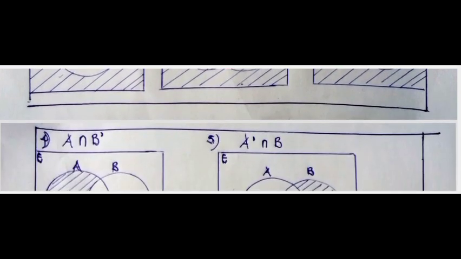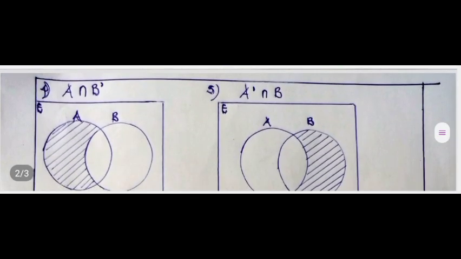Moving forward, the fourth part, what if we say A intersection B complement? We mean those members that are in A together with B, but except those that belong to B. So this is how it may look. So that's just it. And then we move on to the next part.